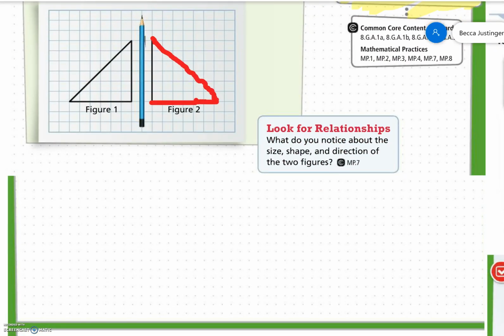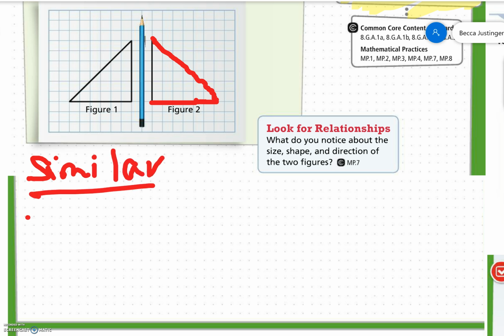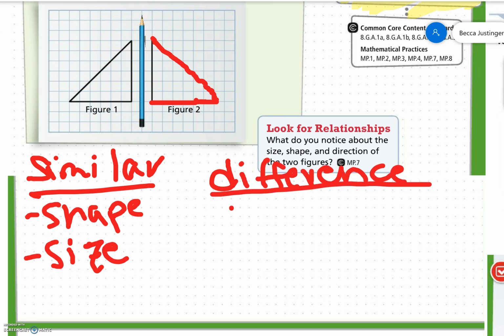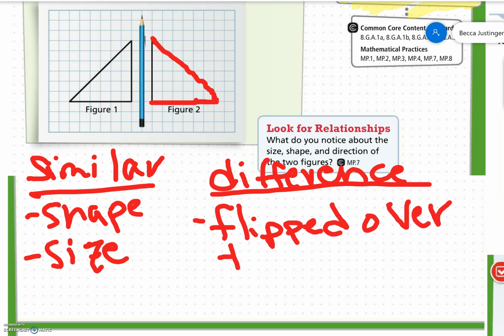So the similarities: it's got the same shape and the same size. The difference is it is facing the opposite way. So it has been flipped over the line.